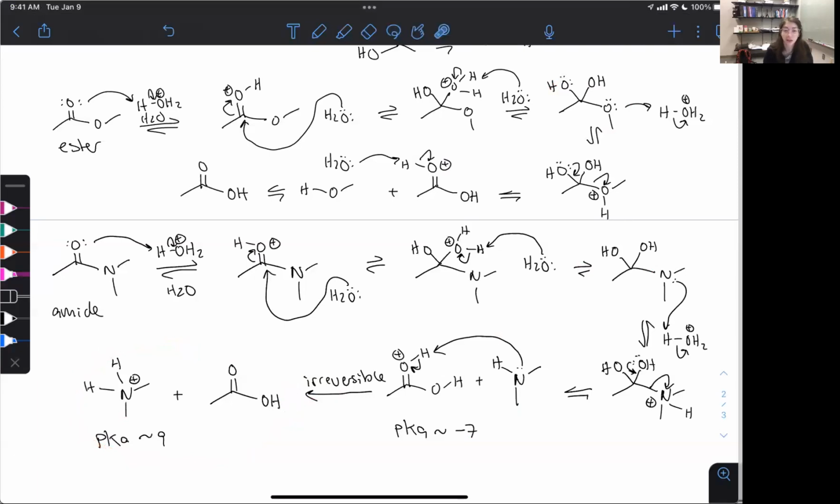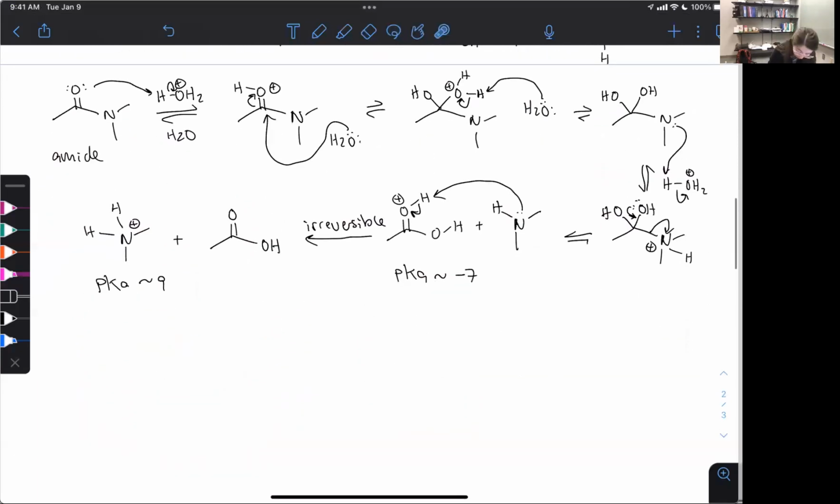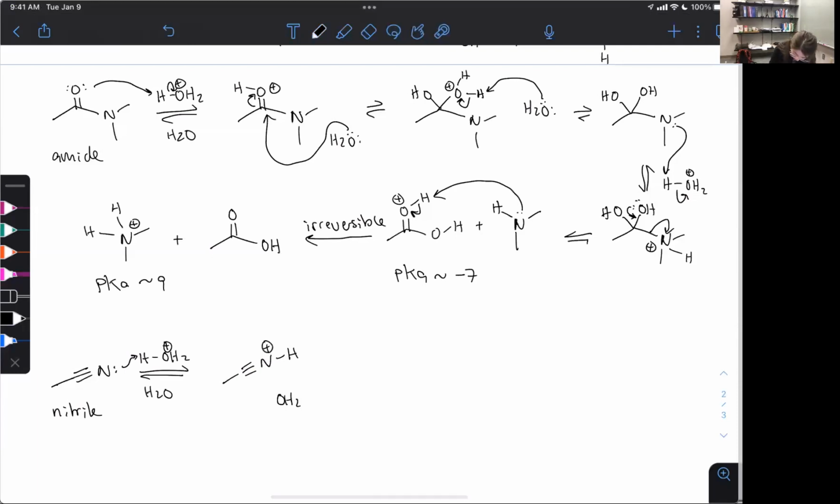Okay. All right, let's see the nitrile. All right, so first things first, we're going to protonate. We have to think a little bit more about what we're going to protonate. It's still going to be the atom with the lone pair, so it's going to be our nitrogen in this case. And it looks insane when you first start drawing it out, but I promise it's going to get better. Okay, then we can have our water come in and attack.